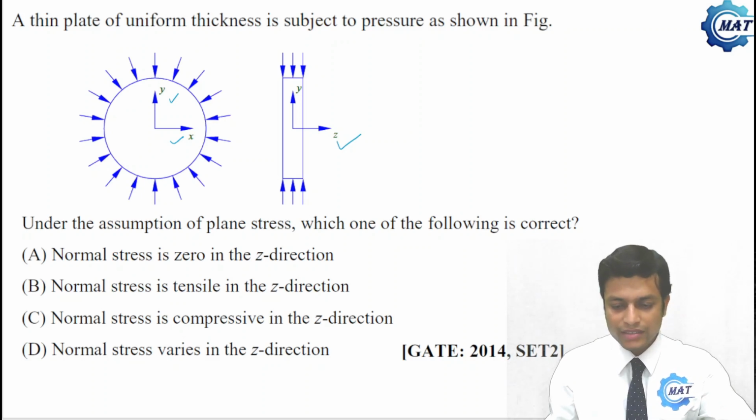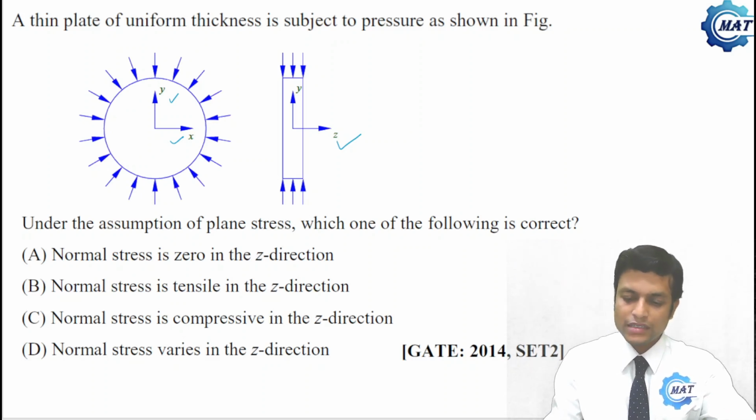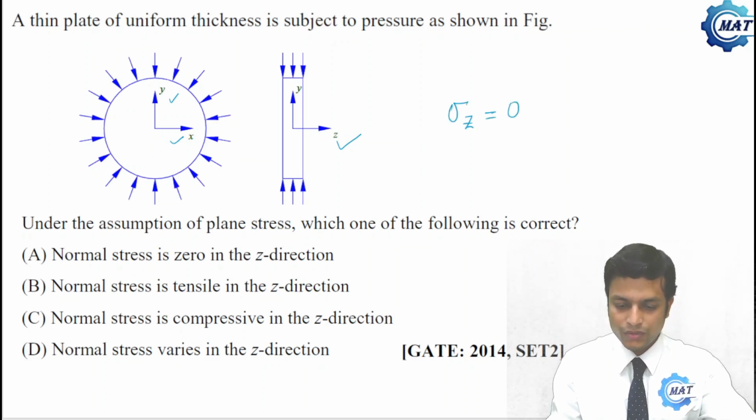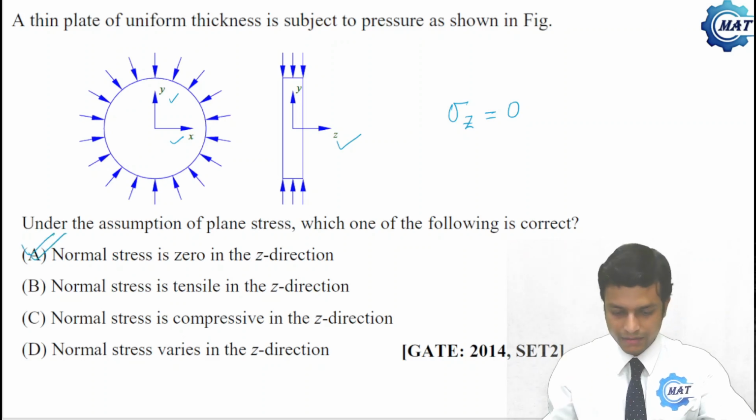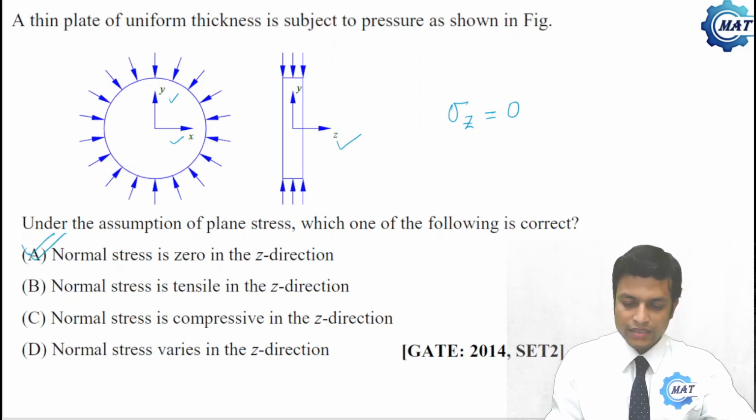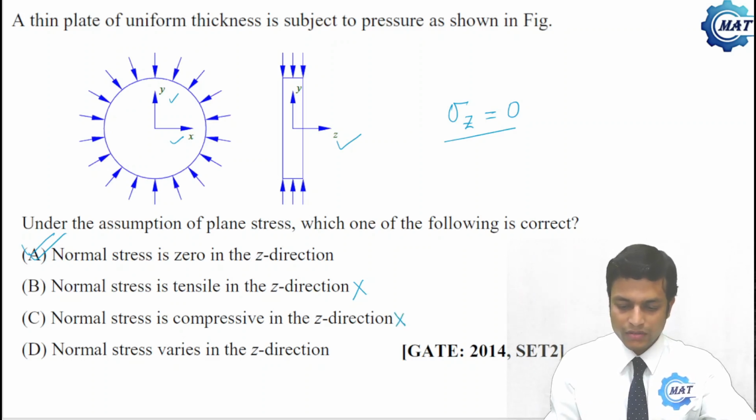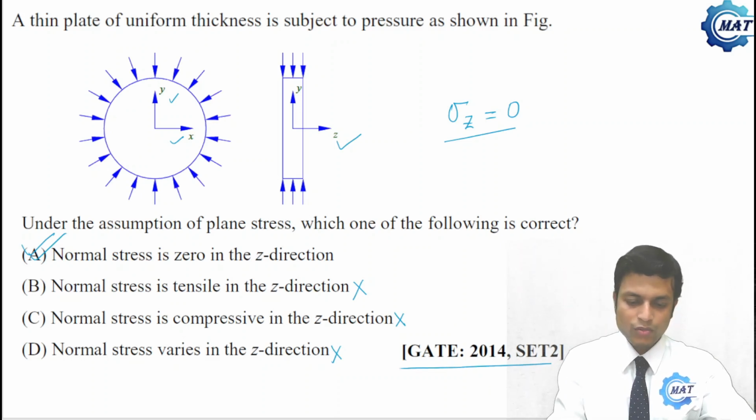If it is plane stress, then there should be no stress along Z direction. That is, sigma Z must be 0. So normal stress is 0 in Z direction. This is absolutely correct. Normal stress is tensile in Z direction, not correct, because normal stress is 0 along Z direction. Normal stress is compressive, that is also not correct. Normal stress varies in Z direction, also not correct. So option A is correct, and this is from GATE 2014. Now let us move to the next problem.